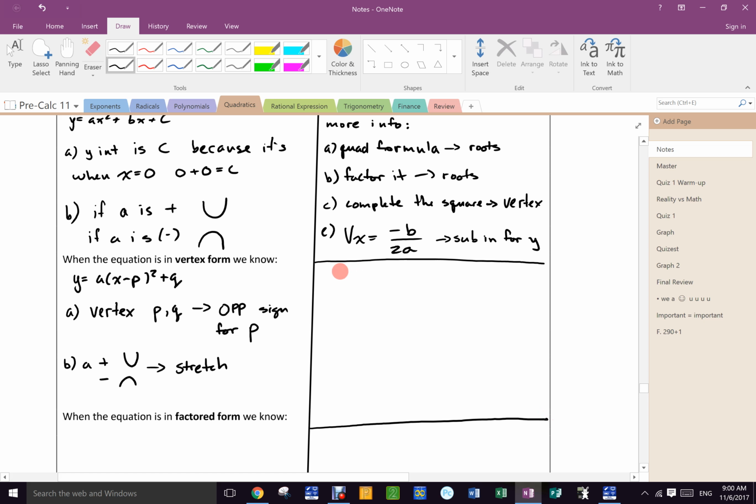Okay, what can we do with it? What can we do to this? We could, yes, we can expand for standard form, which would give us the y-intercept automatically, wouldn't it? Which would get us the y-intercept. Anything else we can do with this?